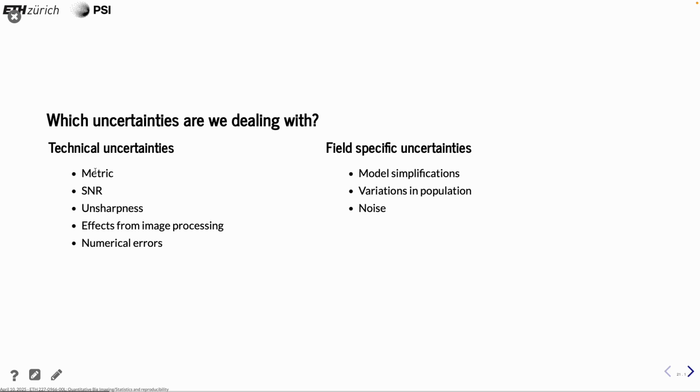Then we have field-specific uncertainties. So there is the question, which model are you basing your analysis on? And there can also be variations in your population, in particular if you work with biology. You more or less know what you get, but there is always a spread. Then you have also noise coming in here. So there are quite many things that can introduce uncertainties in our investigation.